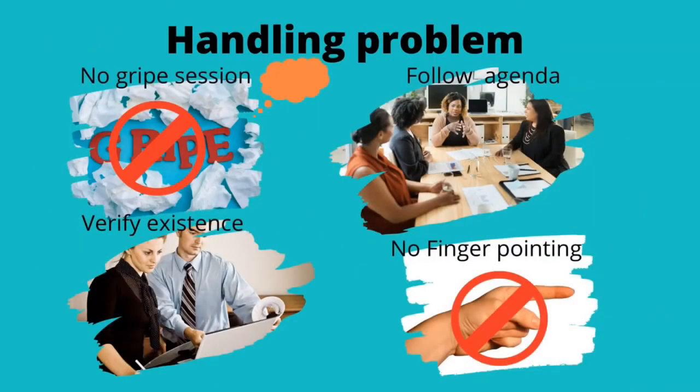How do we handle a problem? No blame session, just imagine that everything is okay. And also, when we solve a problem, we have to follow the agenda very objectively: define the problem, go through all the steps in problem solving, which will be discussed in the next video, verify the existence, and also no finger pointing at who is the cause of the problem. We would like to know what caused the problem and not who caused the problem.